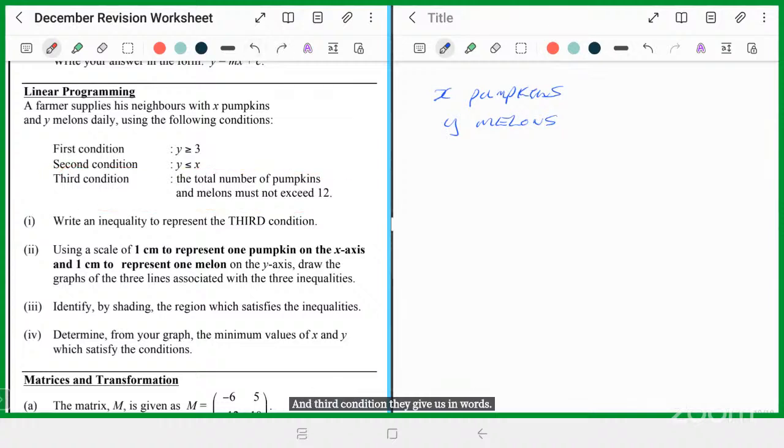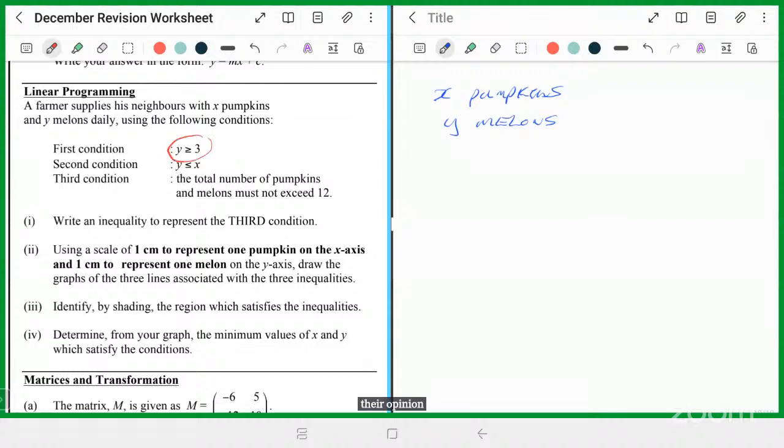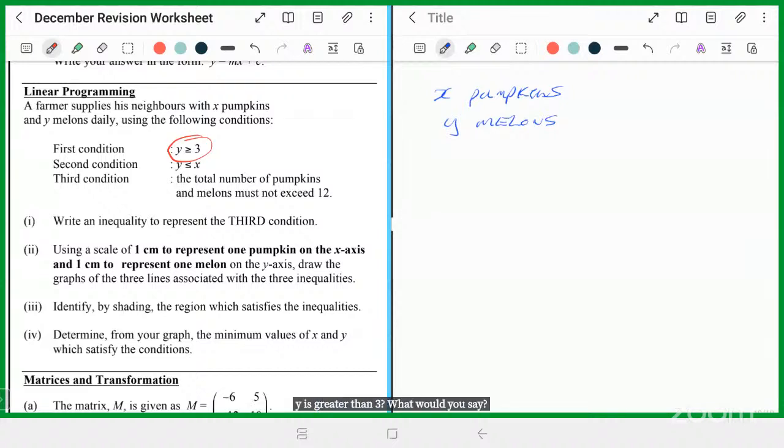It says we have to write the inequality of the third one. Write the inequality to represent the third condition. That's this one. What does this one mean? If they ask you to say this one in words, what would you say? Y is greater than or equal to 3. What would you say for the first one?